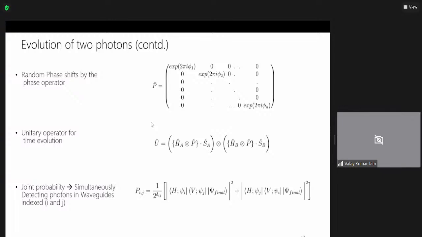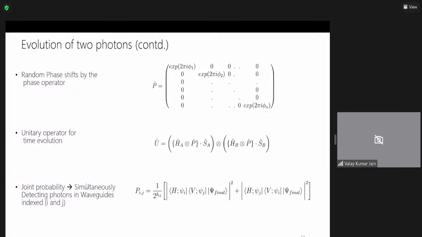So to study the evolution of the two photons and to introduce random phase shifts to introduce static disorder into the system, I replaced the identity matrix with this matrix, which is simply implementing random phases. Phi 1, phi 2, these are all random numbers over here. This will create static disorder in the medium. And to study the unitary evolution, I simply do tensor products of the unitary operator for both the photons.